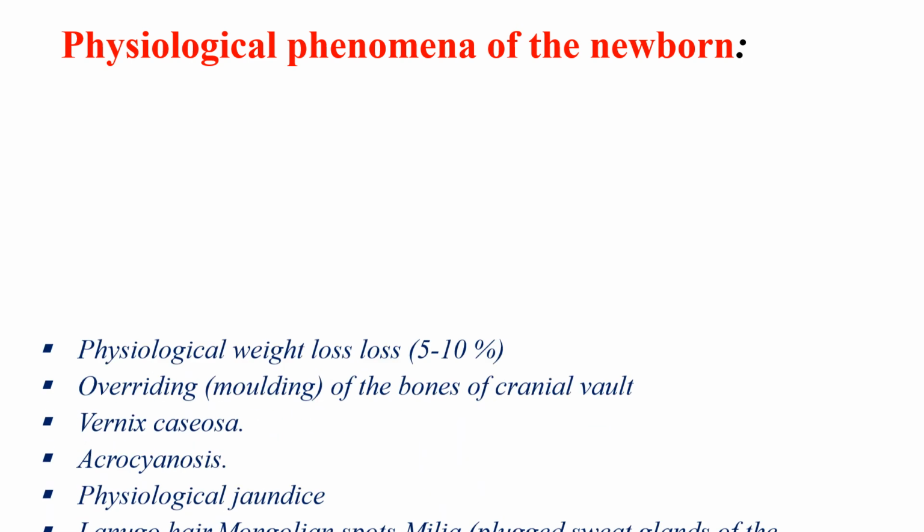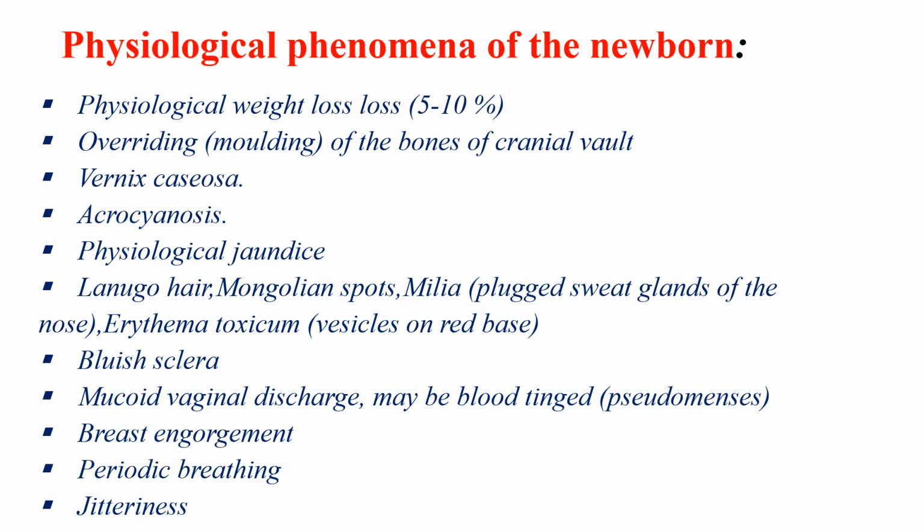The last thing that I wanted to talk about is that there are a lot of physiological phenomena of the newborn that we should not worry about. Those are physiological weight loss of up to 5 to 10% of the body weight during the first 5 to 10 days of life, overriding or molding of the bones of the cranial vault, vernix caseosa, acrocyanosis, physiologic jaundice, benign neonatal skin problems such as lanugo hair, Mongolian spot, milia, erythema toxicum, bluish sclera, mucoid vaginal discharge, which might be tinged with blood, breast engorgement, periodic breathing, and jitteriness. Those are physiologic phenomena, so you should not worry about those things.